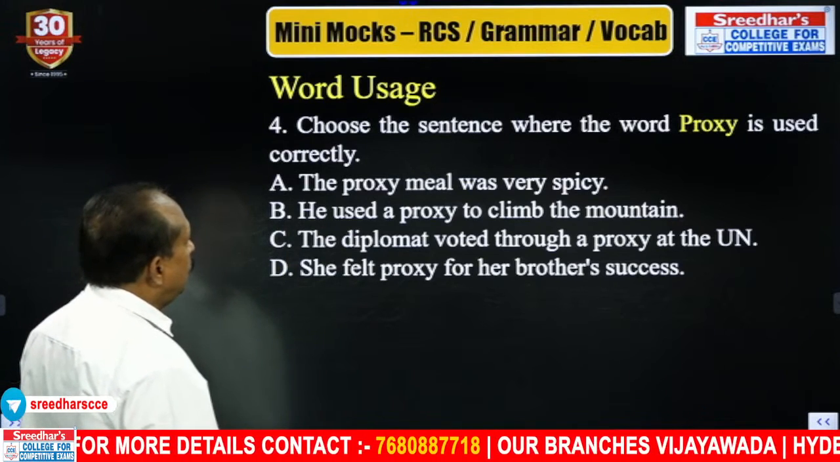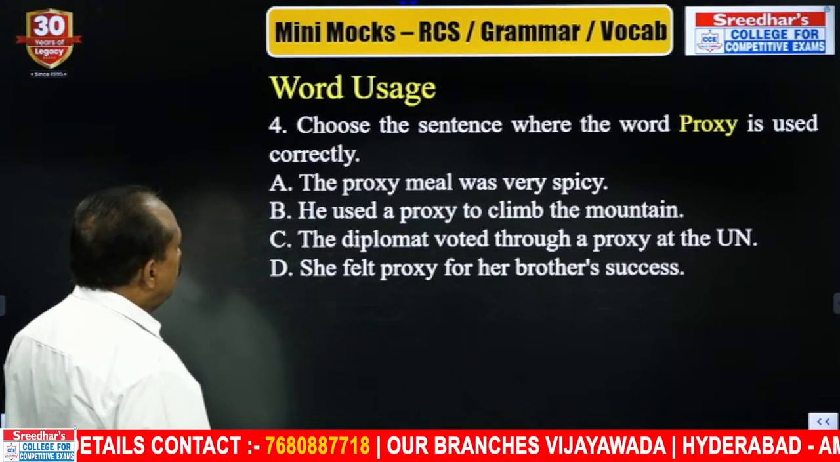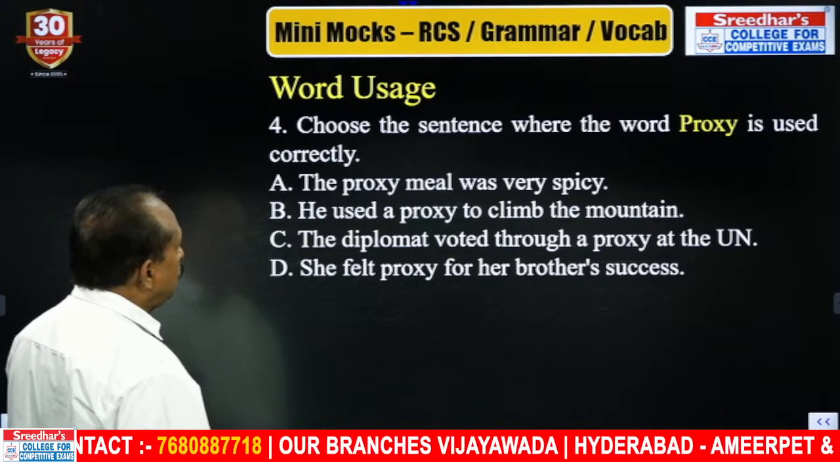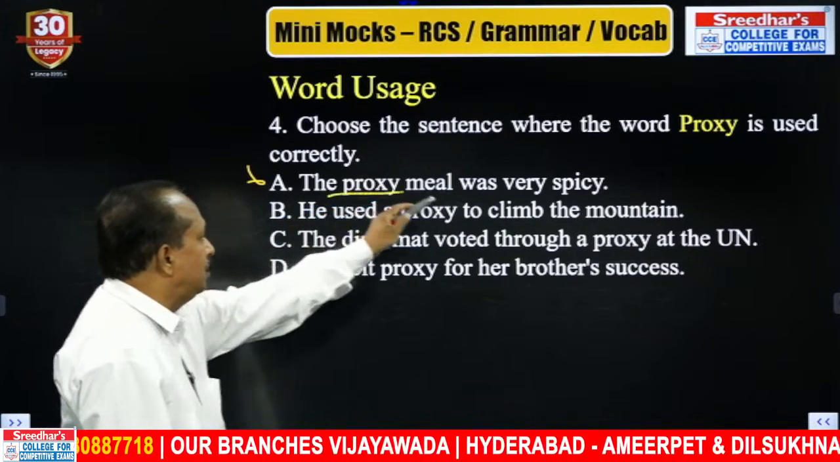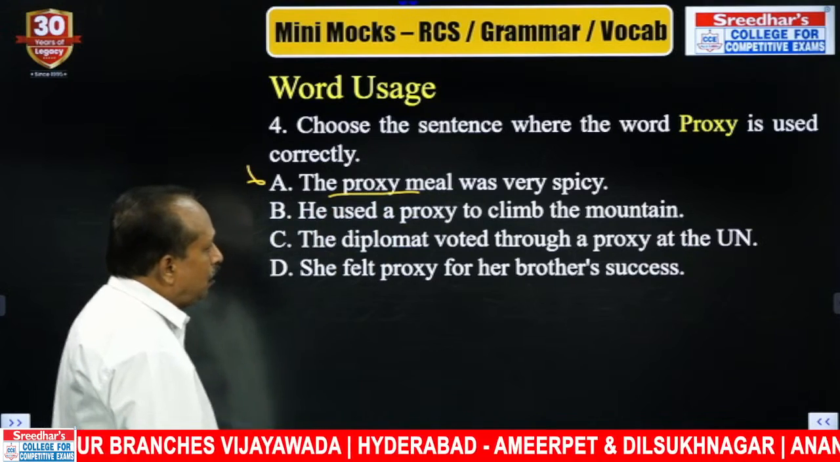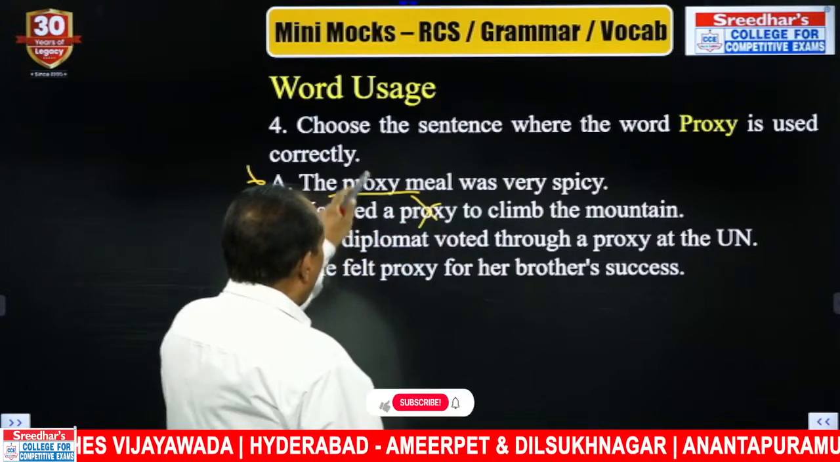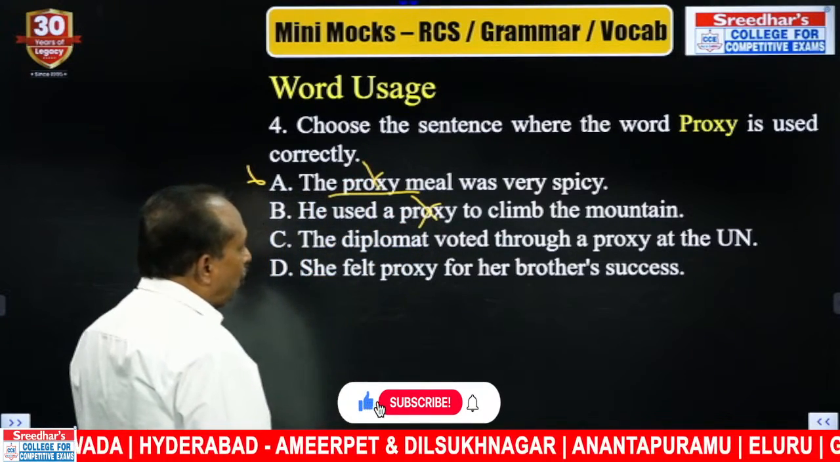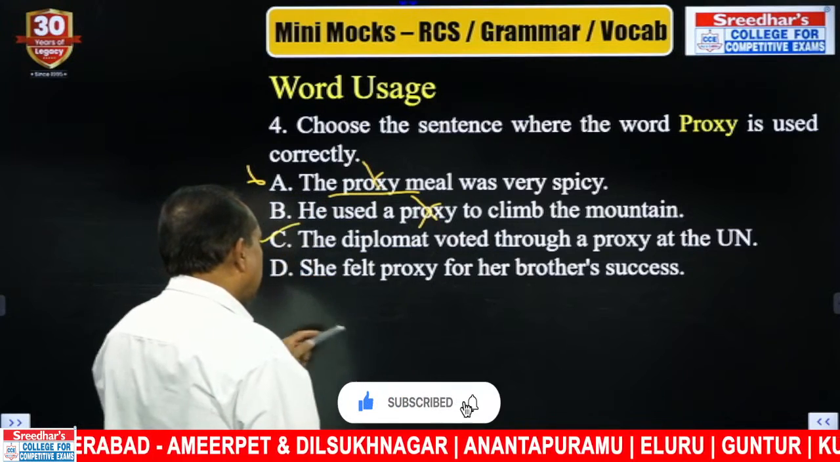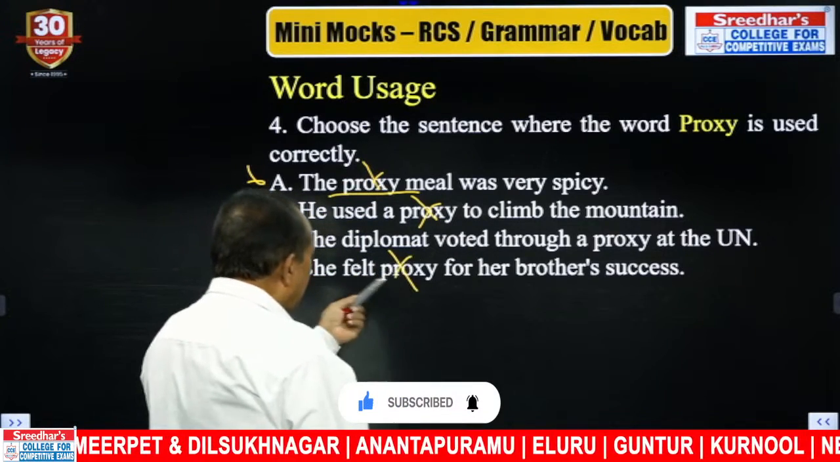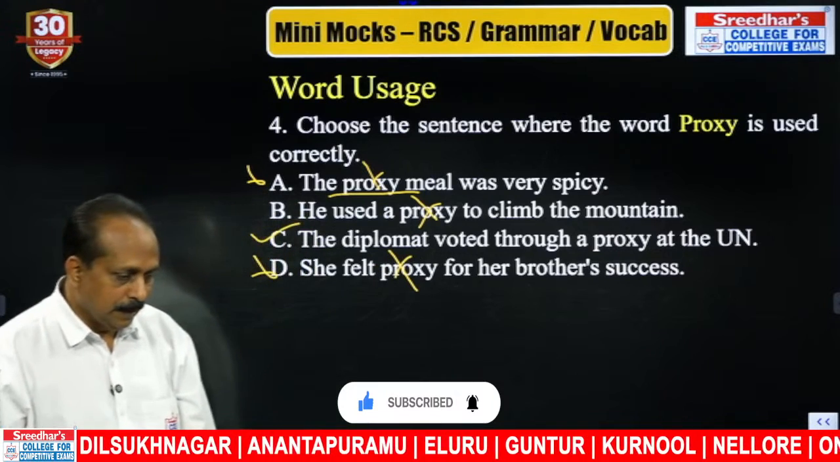Choose a word properly used. Proxy. The proxy meal was very spicy. Proxy meal we don't say. He used a proxy to climb the mountain. We don't use it in this context. The diplomat voted through a proxy at the UN. This is right. She felt proxy, grammatically not correct.